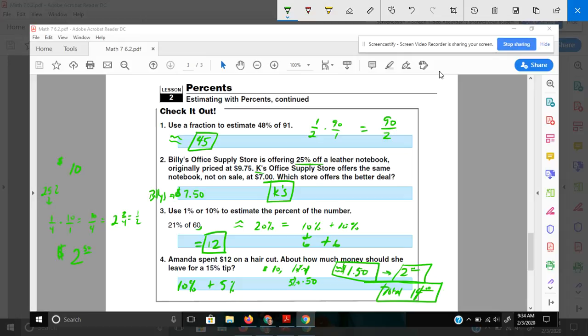All right, there you have it on estimating percents. Again, it's a really good real-life tool to have.